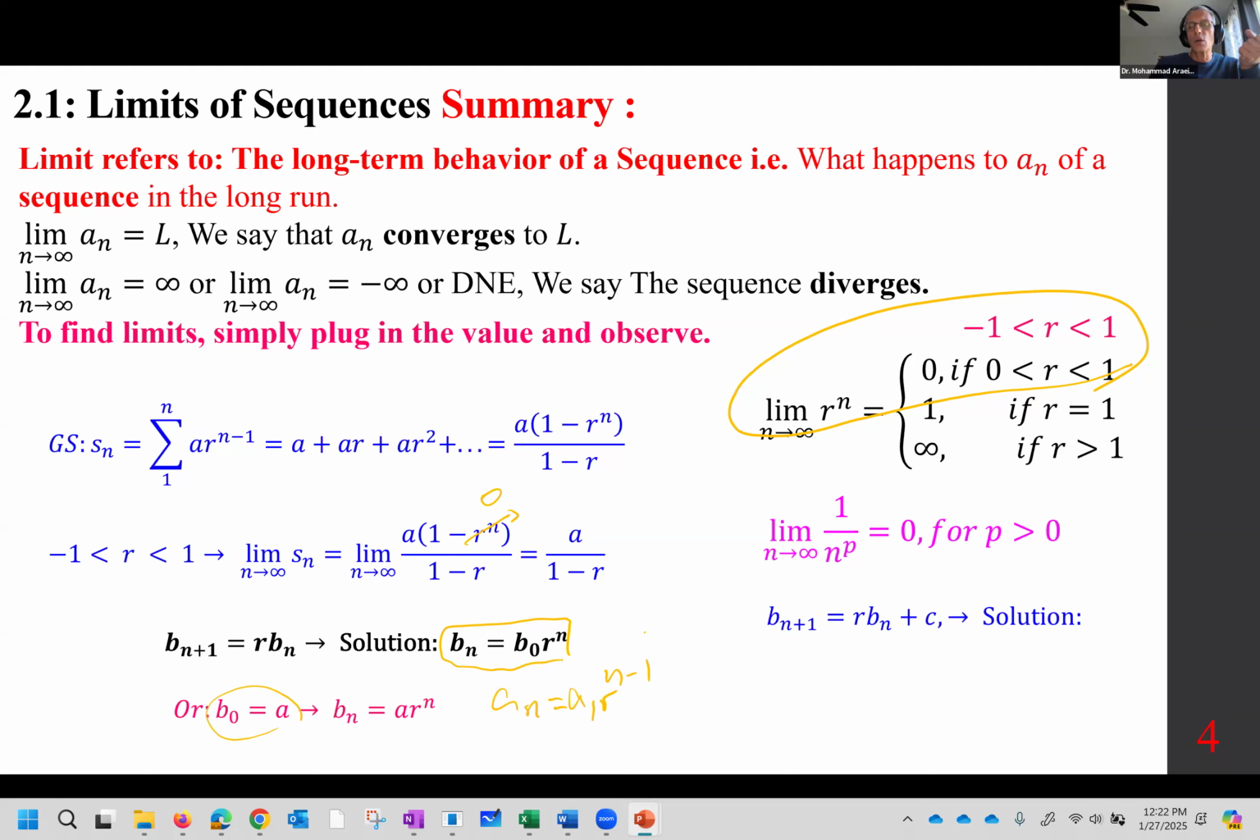B sub n plus 1 is r times B sub n plus c. I hope you remember when we dealt with this, when we add a constant, it becomes the same thing plus this piece. And I have the proof, by the way, at the end of the PowerPoint, if anybody's interested. We will look at this as we look at examples. Here's the summary, everybody. And you can replace the A with B sub 0. It's important to know that we do that.